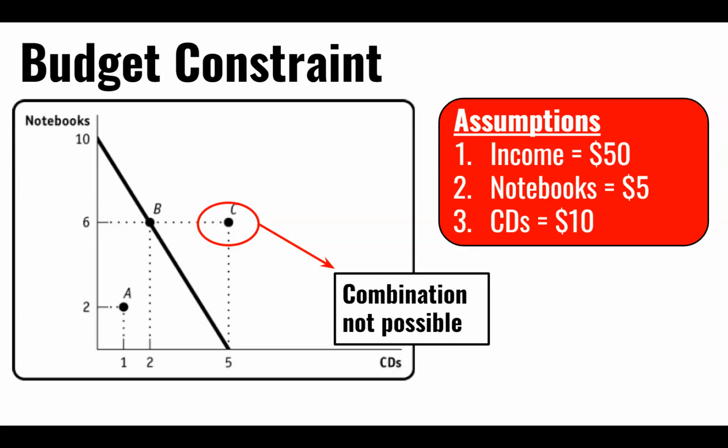So point B is possible. I could buy 6 notebooks and 2 CDs. That's using all of my money. I could buy 2 notebooks and 1 CD at point A, but that would not be very smart because that would leave me with money left over that I could be using to make myself happier by buying one or more of each of those two goods. Whereas point C is simply not possible. I cannot buy 6 notebooks and 5 CDs. I don't have enough money. If I want to buy that combination, I better get another job.